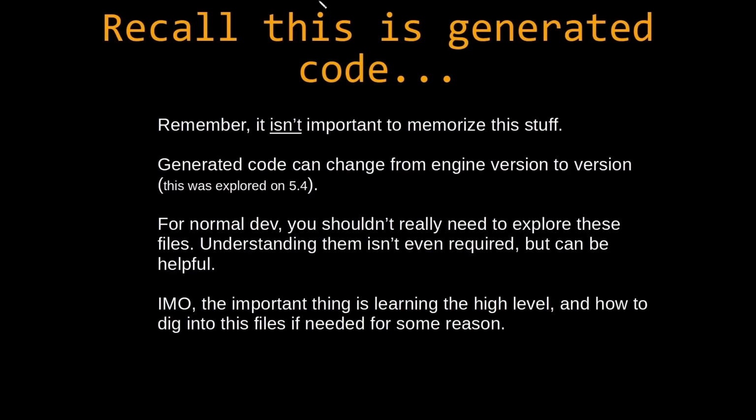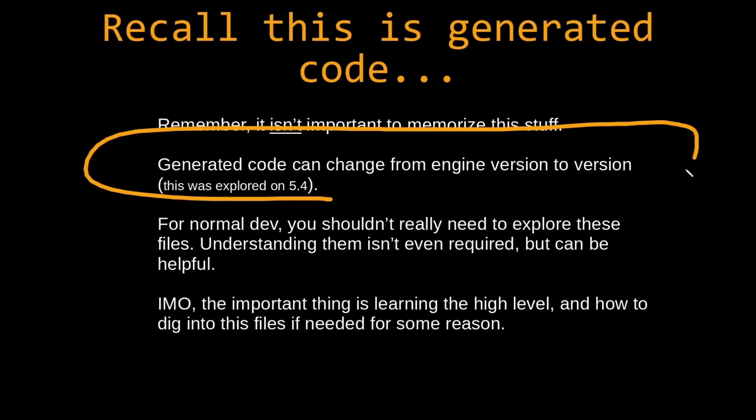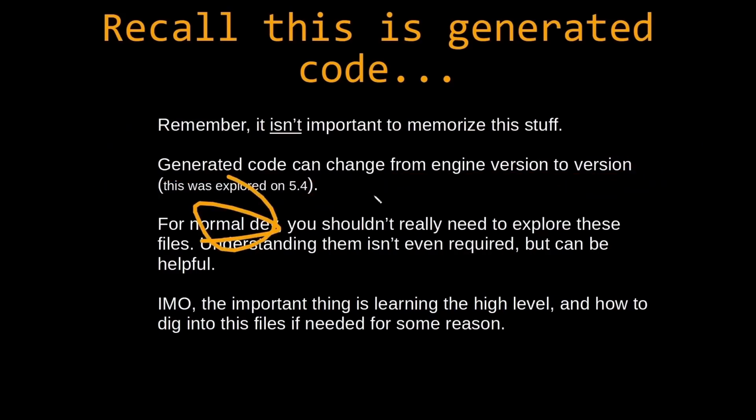And so I just want to call out, remember, this is generated code. I don't think it's important to memorize all that stuff. It can change from engine version to engine version. Since you're not really supposed to be calling that stuff directly, it's all generated boilerplate that may change. And for normal development, you don't really need to explore these files too deeply. You can do a whole lot without really knowing anything internal to those generated files. You just learn the things to do in the header files and CPP files. So while you're mostly isolated away from these generated files, it's good to be aware of.